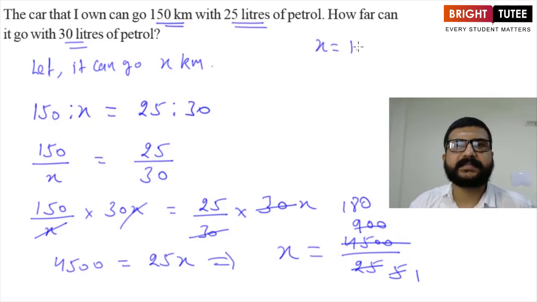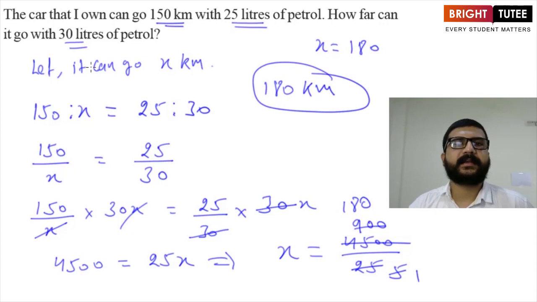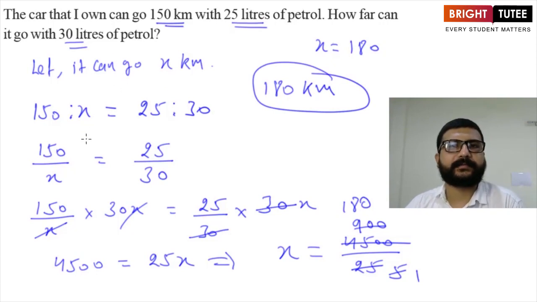Therefore the value of x is 180. Hence we can say it can go 180 kilometers in 30 liters of petrol. So this is same as the answer we were getting from unitary method. So it means we can use either method, whichever we are comfortable with.